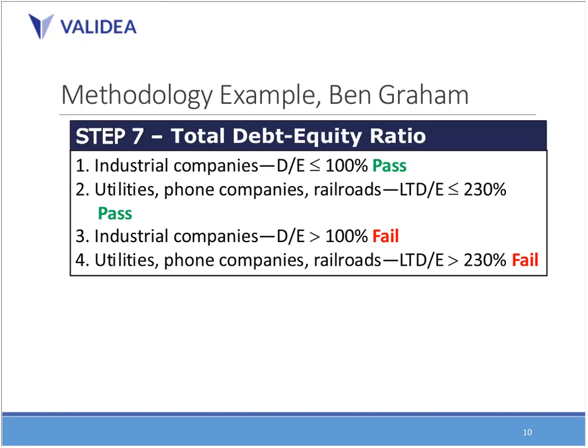Total debt-to-equity ratio. So we've already had one debt-to-equity criteria, but another one he wanted to see was in industrial companies. He wanted to see debt-to-equity of less than 100%. He would make exceptions for utilities, phone companies, and railroads, where the debt-to-equity ratio, that is specifically the long-term debt, could be as much as 230%.